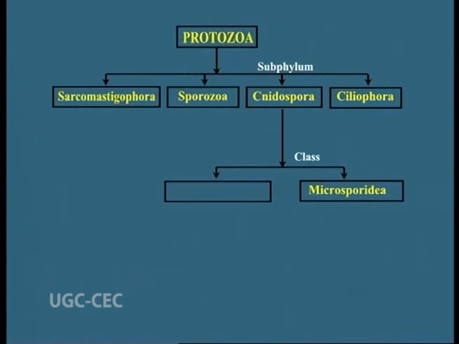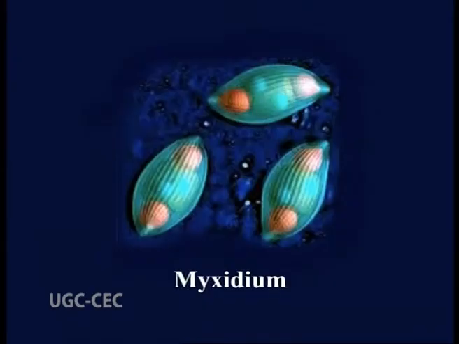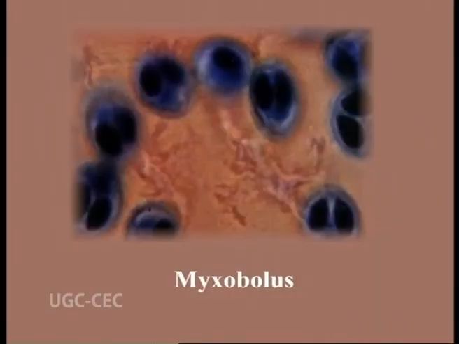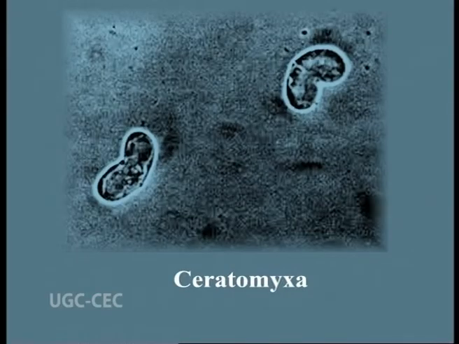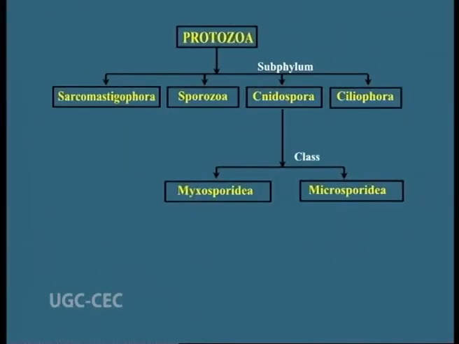Class Myxosporidia, and the examples are Myxidium, Myxobolus and Ceratomyxa. Spores are large and multinuclear. There are one or more sporoplasms with 2 or 3 valves. They are parasitic in fishes.